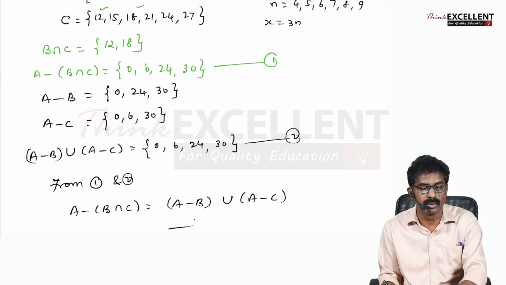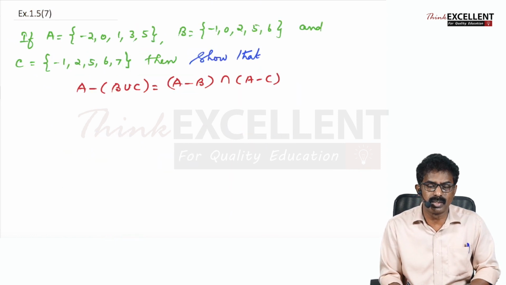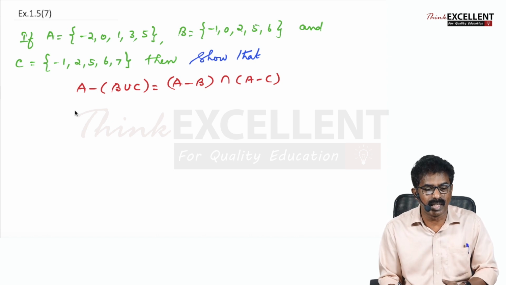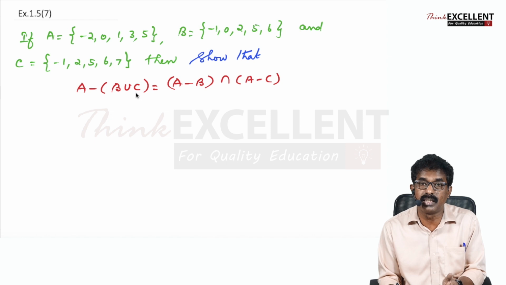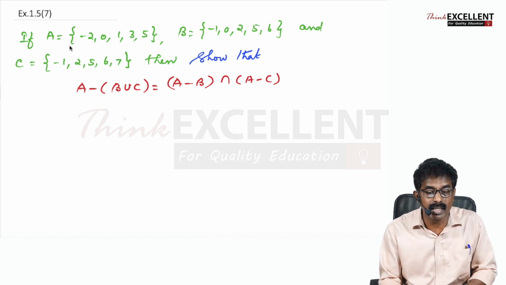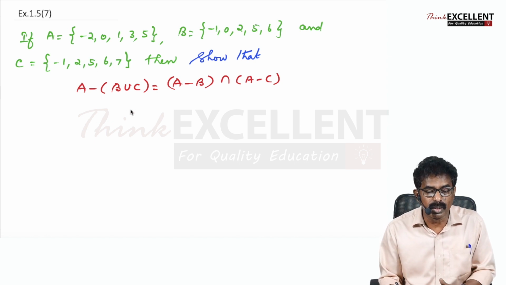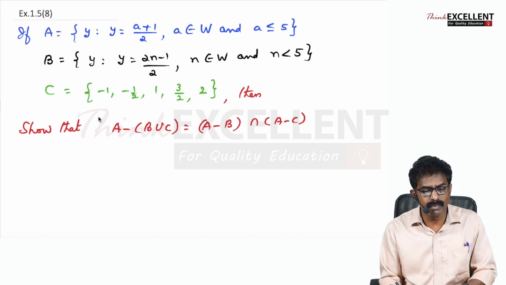Okay, so like this you have to do this. These type of questions are very simple. So look at question number 7. It is very easy, right? What they asked to verify: show that A minus B union C is A minus B intersection A minus C. It's a very simple one because A, B, C are already given in roster form. So I don't want to waste time. You can do it. Complete that sum. Now we see the next question.